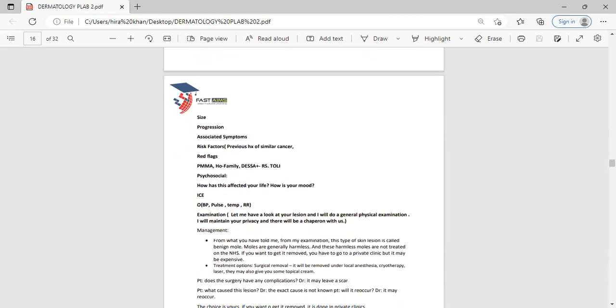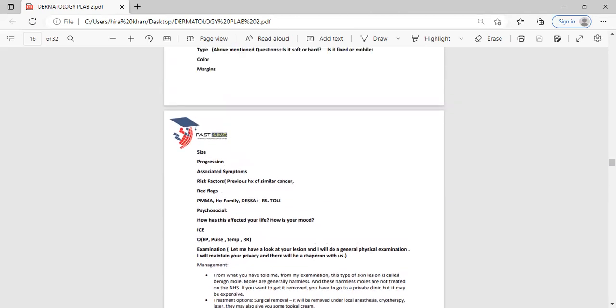And then about the associated symptoms, you missed it, like any bleeding, itching, any kind of discharge. These points are important. And then you have asked about the risk factors, but you haven't asked about the whole description of the lesion. So that was the mistake of yours. You should have asked all these questions to differentiate the two things.